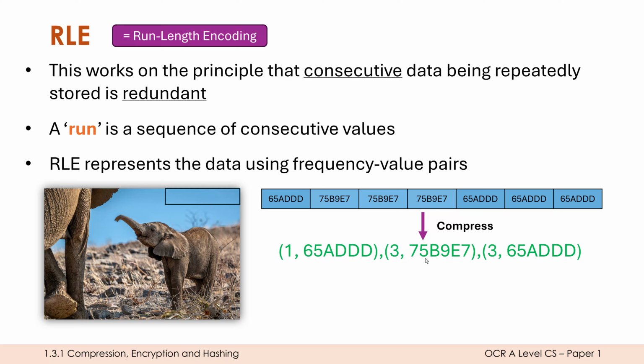The next pair, we can see I've got 3 in a row of this 75B9E7 code. That's why I put 3, comma, its hex value. And again, I've got a run of 3 at the end here. So I do 3, comma, this other color code. So instead of storing these codes 3 times, we are storing it once alongside how many times it appears.